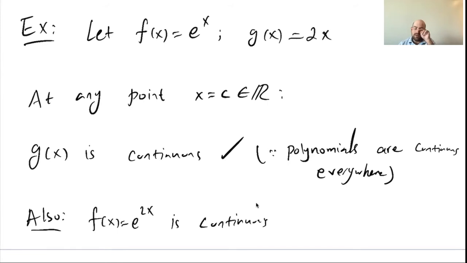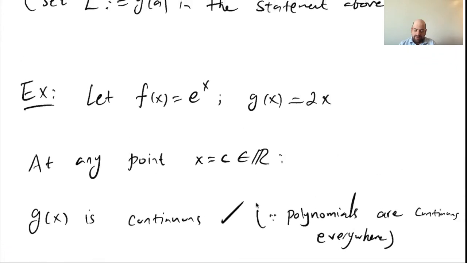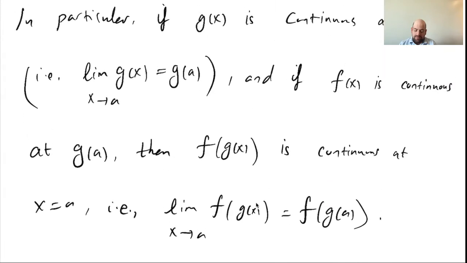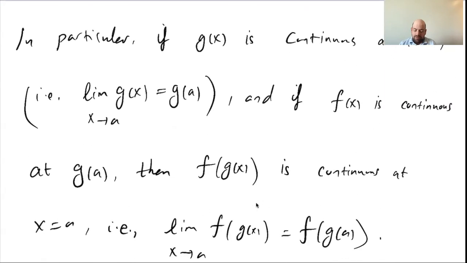I want to look at the composition of f and g, which is e to the 2x. We want to establish that e to the 2x is a continuous function, which means we want to show f of g is continuous. To do that, first I have to check g of x is continuous at any point, let's say a or c. Then f of x must be continuous at g of a. Then I can say f of g of x is continuous at a.